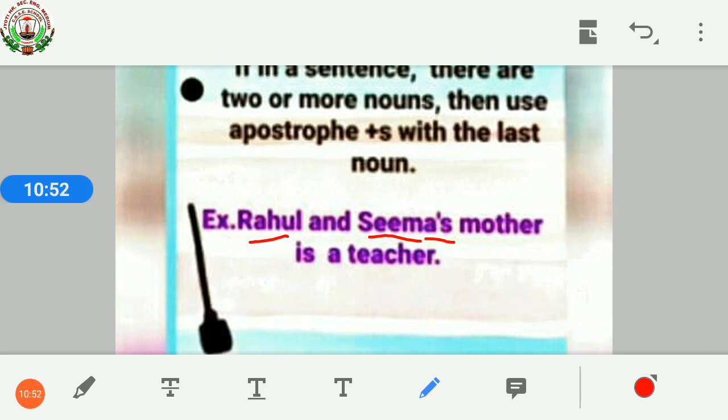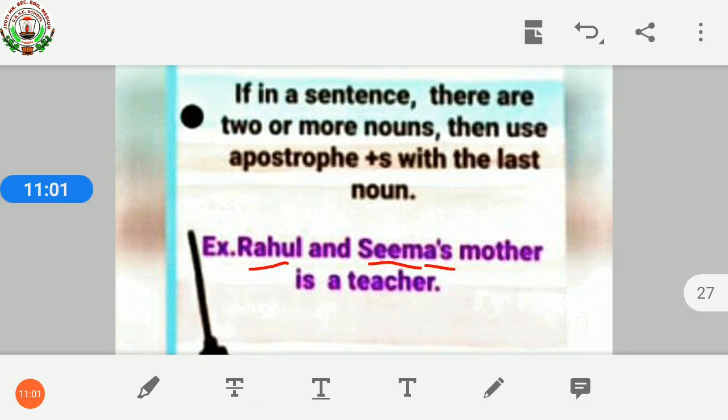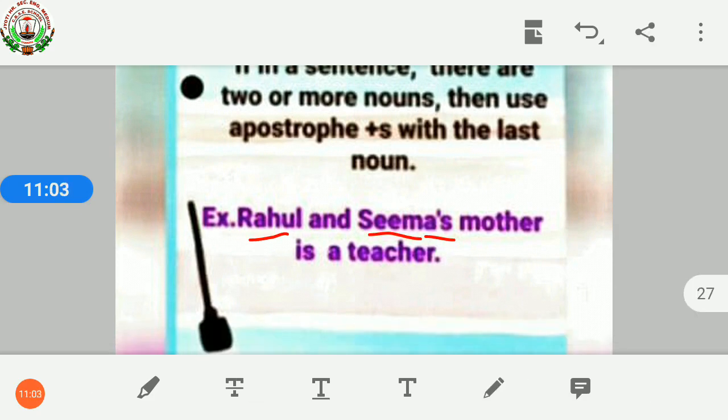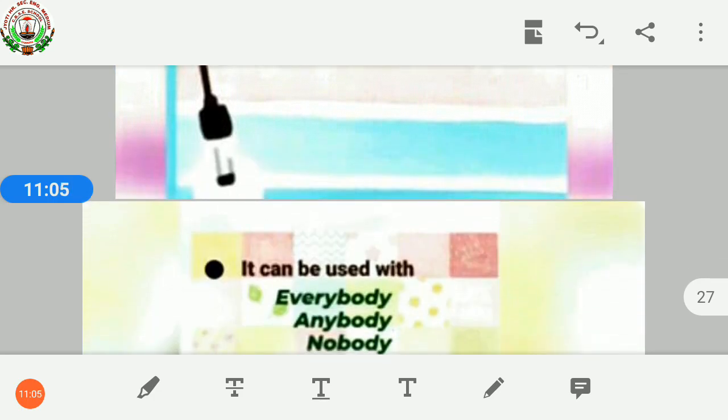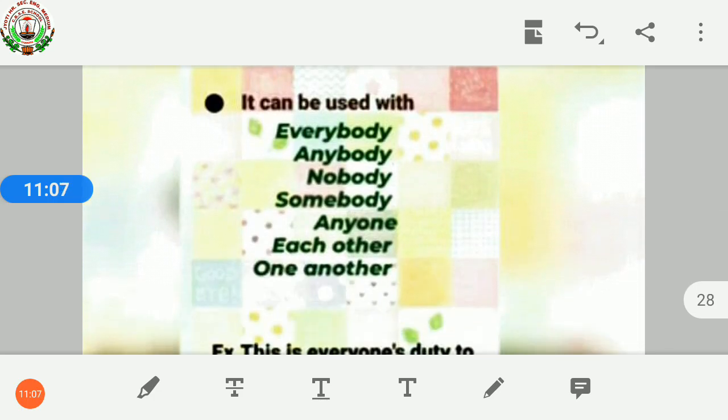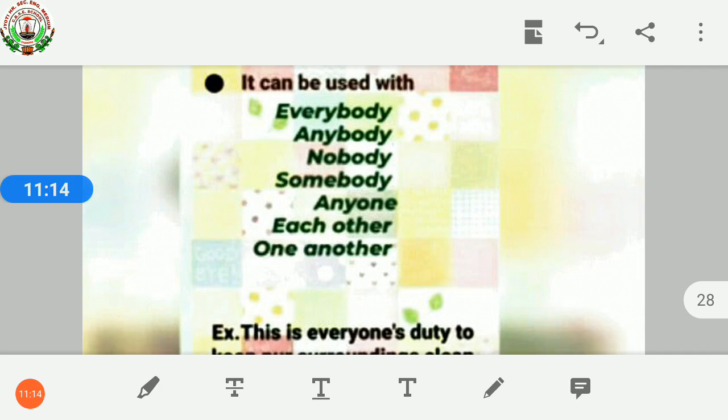So we will always use apostrophe S with the last noun. Here Seema is the last noun. So we have added apostrophe S after Seema. So the sentence will become Rahul and Seema's mother is a teacher. It means mother belongs to both Rahul and Seema. So these are the rules. Last rule, apostrophe S can be used with following words: everybody, anybody, nobody, somebody, anyone, each other, one another. So children, apostrophe S can be used with these words.